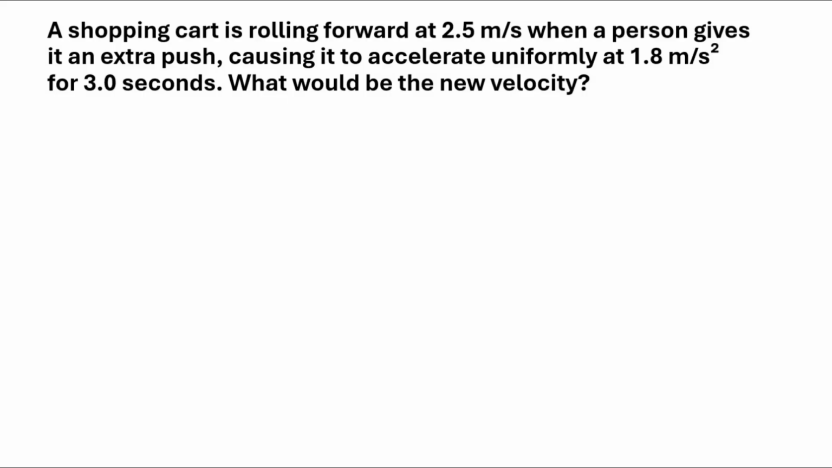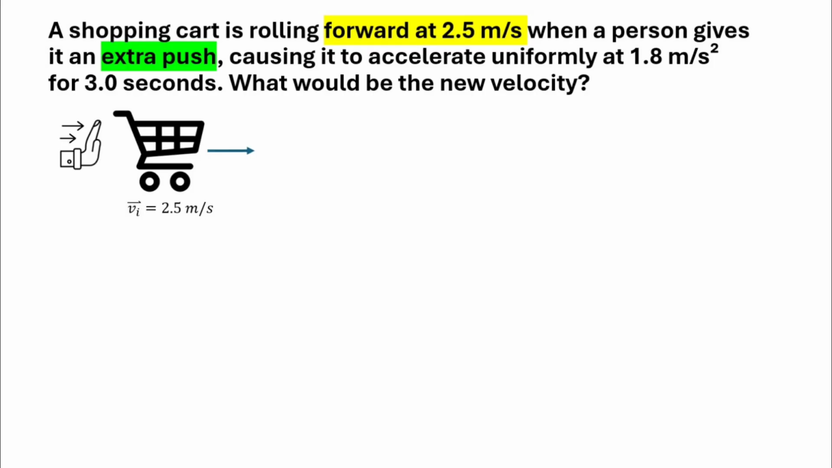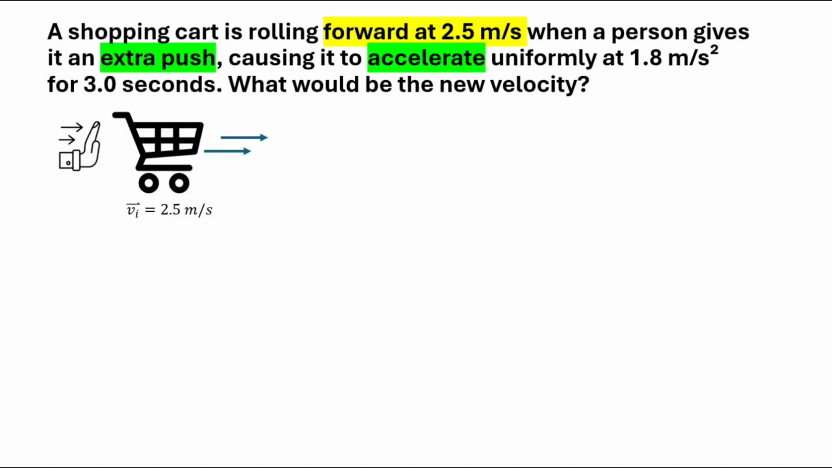Okay, here is the question. The first step, we are going to highlight some of the useful information. A shopping cart is rolling forward at 2.5 meters per second, which means we have an initial velocity. A person gives an extra push, which implies that the final speed should be more than the initial speed. Thus, the system should accelerate.